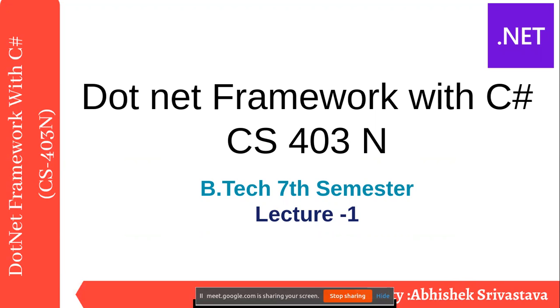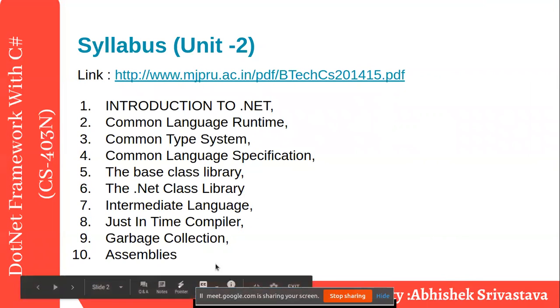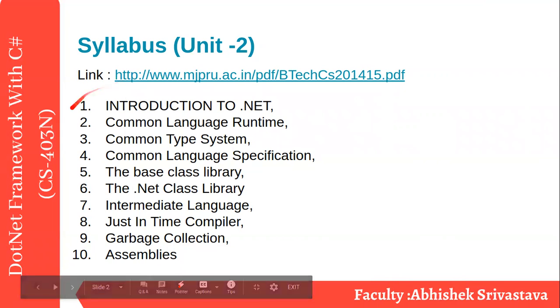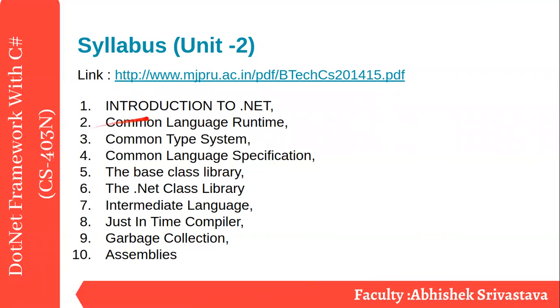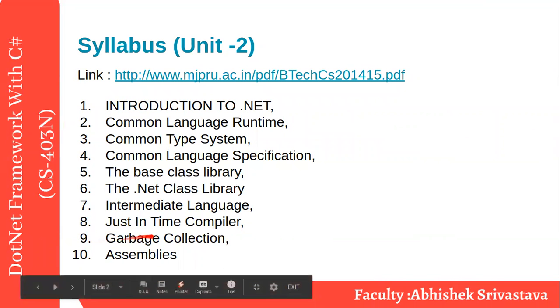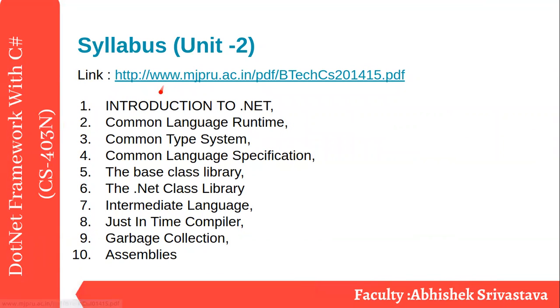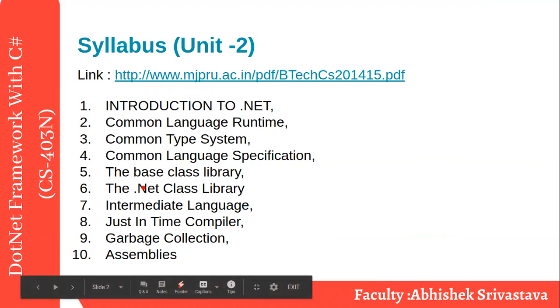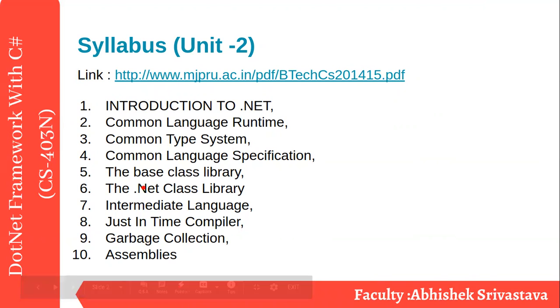Okay, so let me start. What is the content? First of all, see the content which we have here: introduction to .NET, common language runtime. These are the terminology: the .NET framework, what is the common language runtime, common type system, common language specification, the base class library, the .NET class library, intermediate language, just-in-time compiler, garbage collection, and assemblies. These are the terms of the unit. We do them one by one.